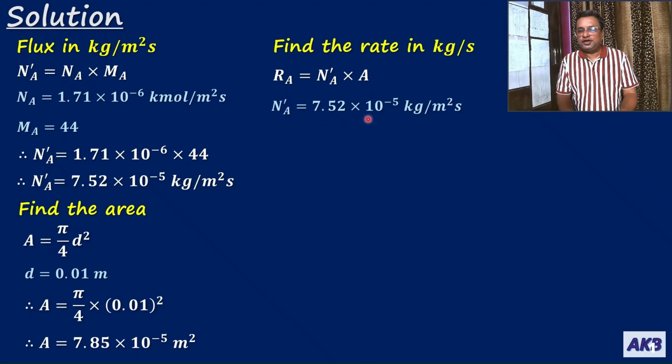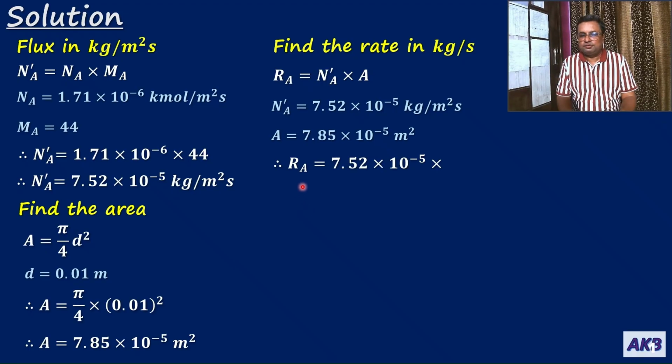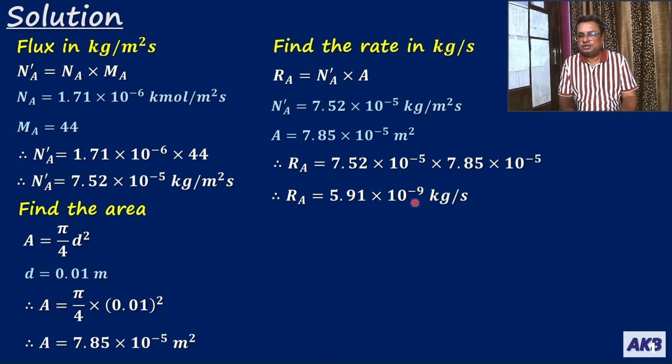It is 7.52 into 10 to the power minus 5 kg per meter square per second. A, we just got it. It is 7.85 into 10 to the power minus 5 meter square. So therefore, Ra will be equal to 7.52 into 10 to the power minus 5 into 7.85 into 10 to the power minus 5. That gives us Ra as 5.91 into 10 to the power minus 9 kg per second.